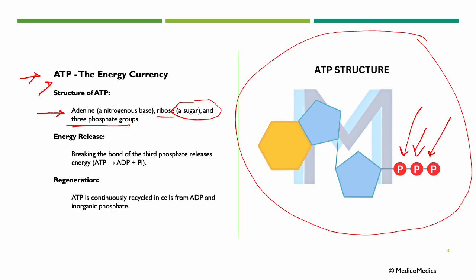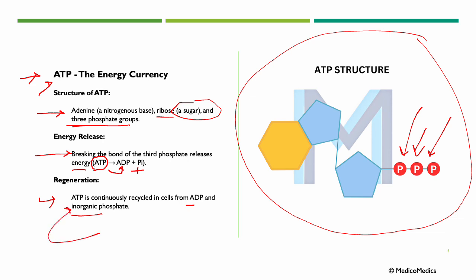Now, how does this generate energy? By breaking the bond of the 3rd phosphate, we release the energy. So ATP becomes converted into ADP, which is adenosine diphosphate, meaning 2 phosphate groups remaining, plus an additional phosphate group. This ATP then is continuously recycled in cells from ADP and from inorganic phosphate to form new ATP.